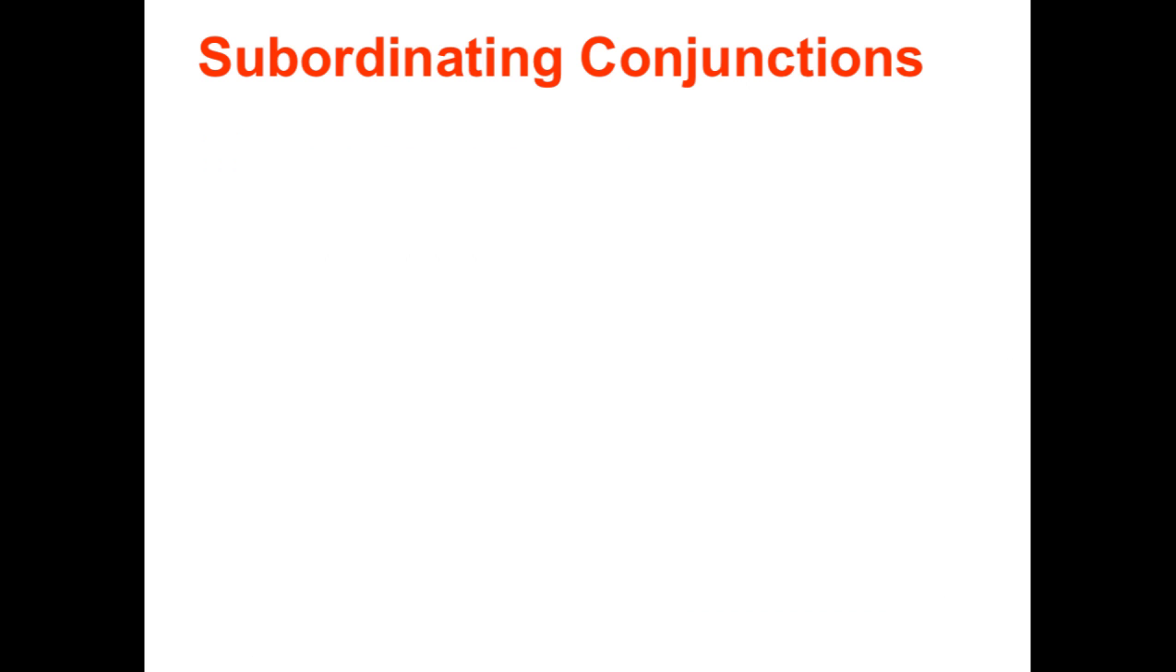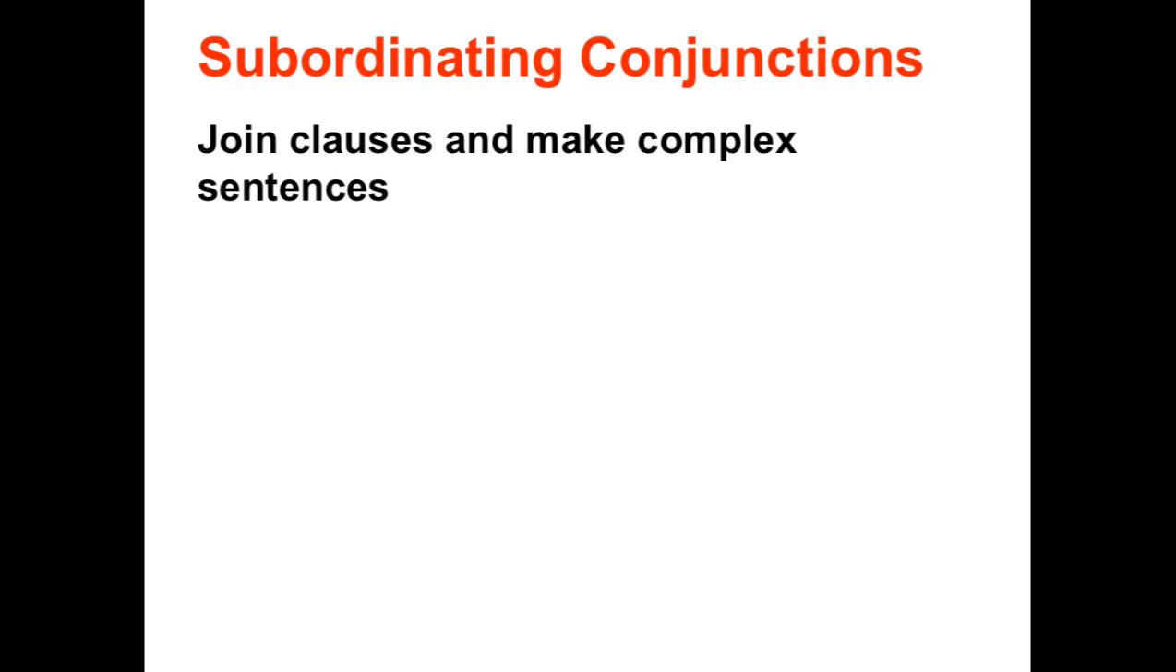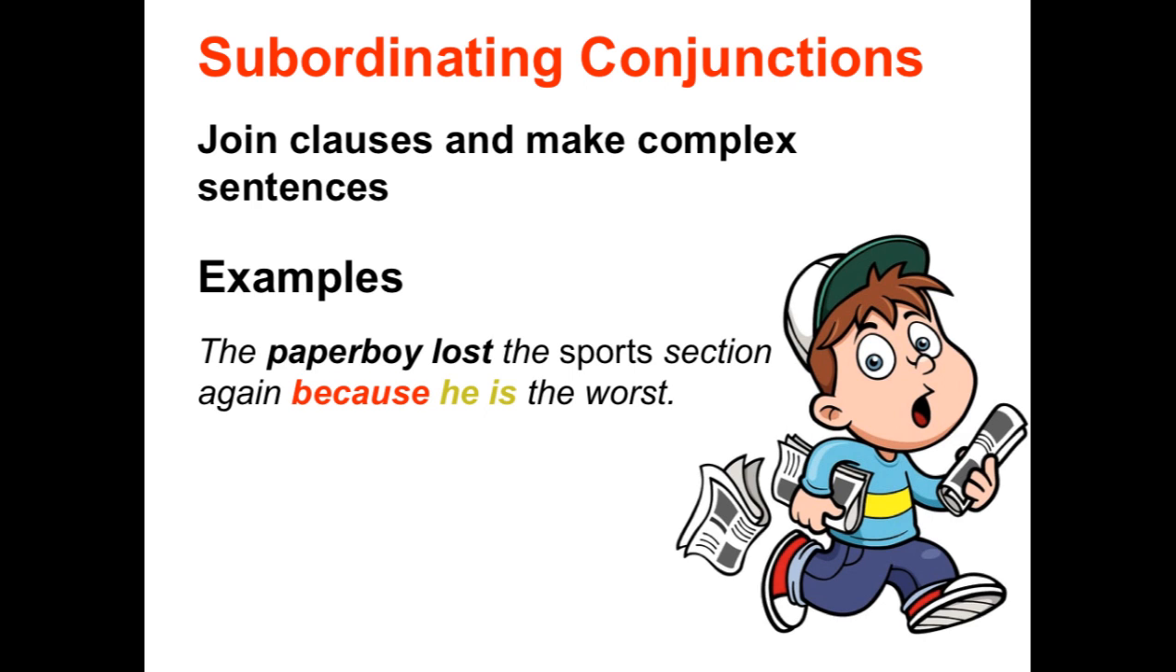Subordinating conjunctions. Subordinating conjunctions join clauses and make complex sentences. Here are some examples of subordinating conjunctions being used in sentences. The paper boy lost our sports section again because he is the worst.